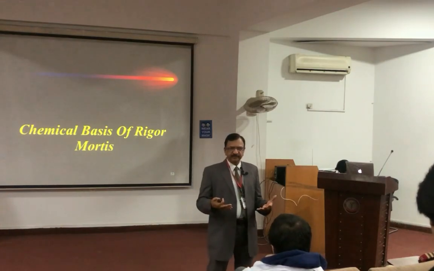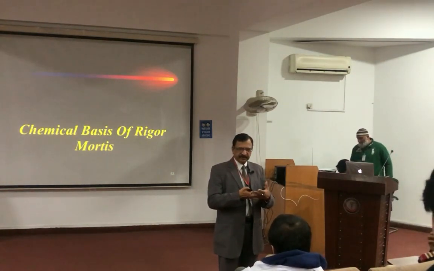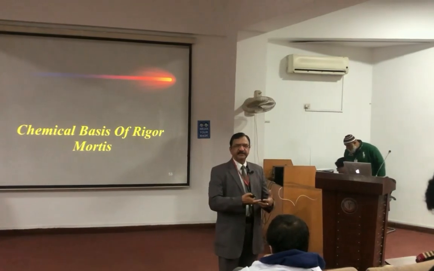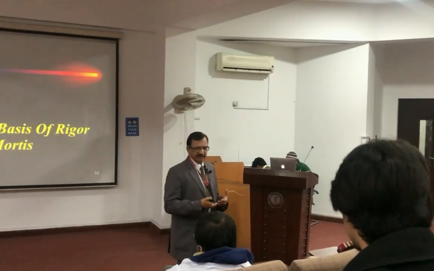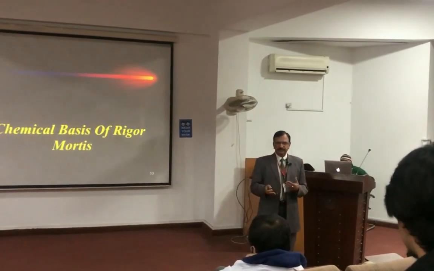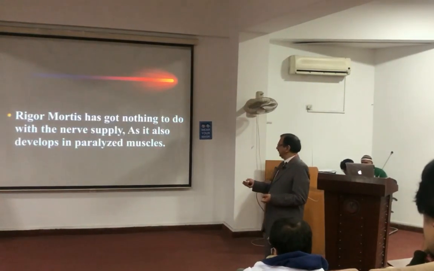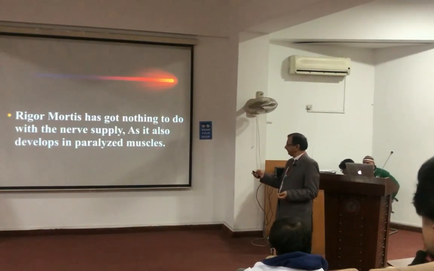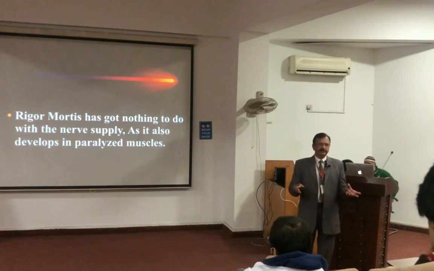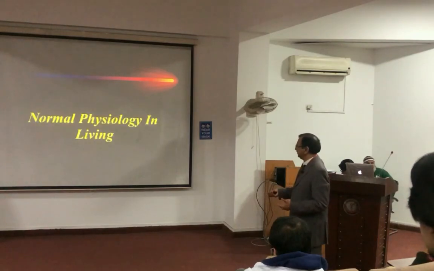Relaxation will not occur, and they get fixed in an intermediate state. Not in contracted, not in relaxed, but there is an intermediate state in which it is fixed, and that is known as actomyosin gel, which causes opacity. So, the rigor mortis has nothing to do with the nerve supply. Nerve supply has no role. It is the chemical basis.